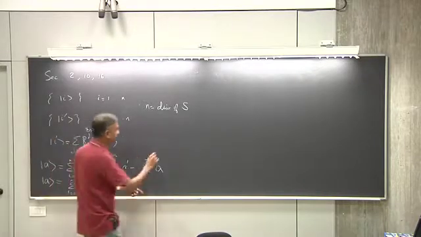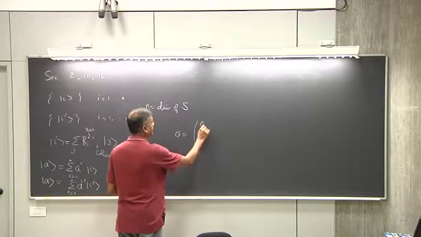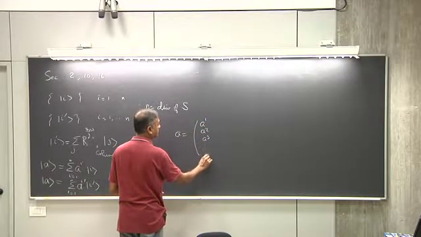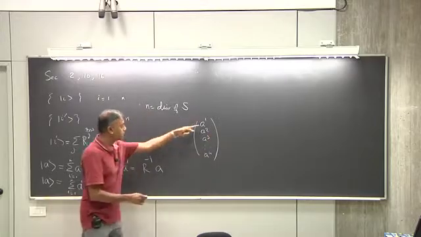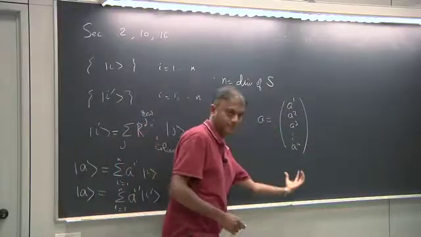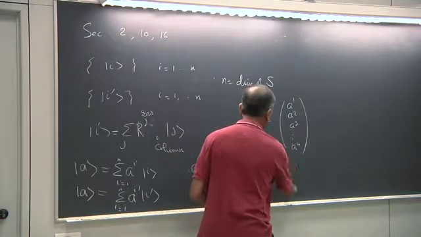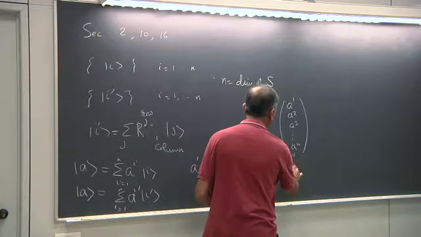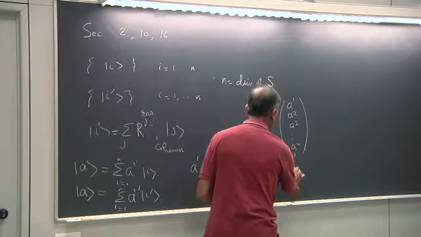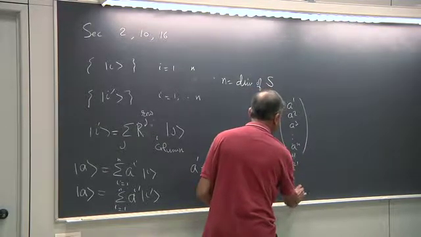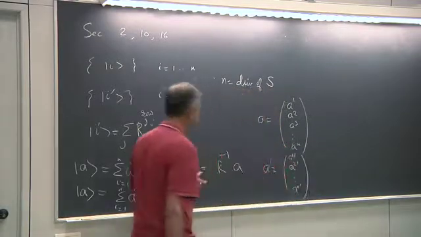So by A, I mean a1, a2, a3, up to an. You put all these numbers in one column, right? Similarly, A prime will be a1 prime, a2 prime, and so on, up to an prime. Then we have this relation.